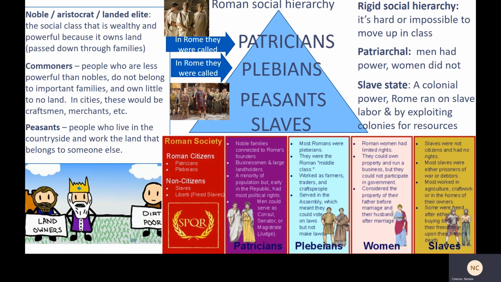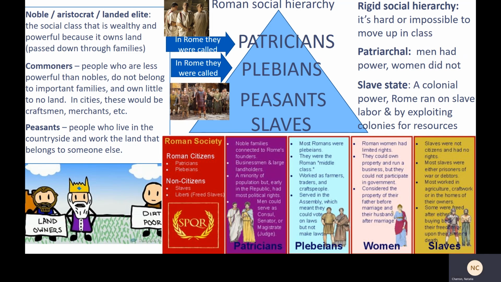The social hierarchy of Rome mirrored its politics, so I want to kind of talk you through it first. On the top, just like in basically every other social hierarchy, you had what can be called the nobles, the aristocrats, or the landed elite. This is the social class that is wealthy and powerful because it owns land, and that wealth is passed down from generation to generation. In Rome, they were called patricians.